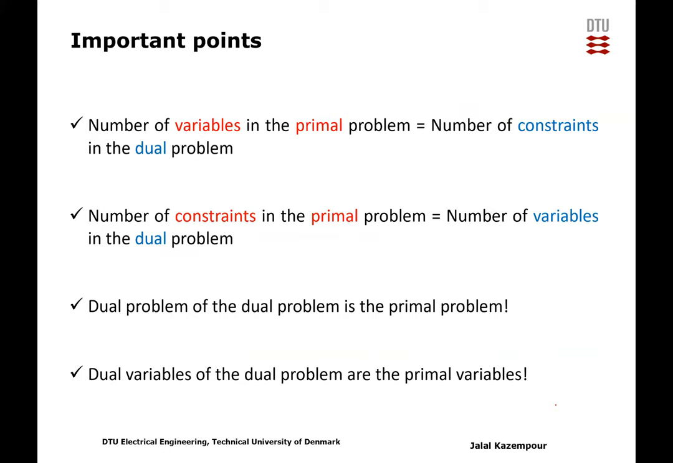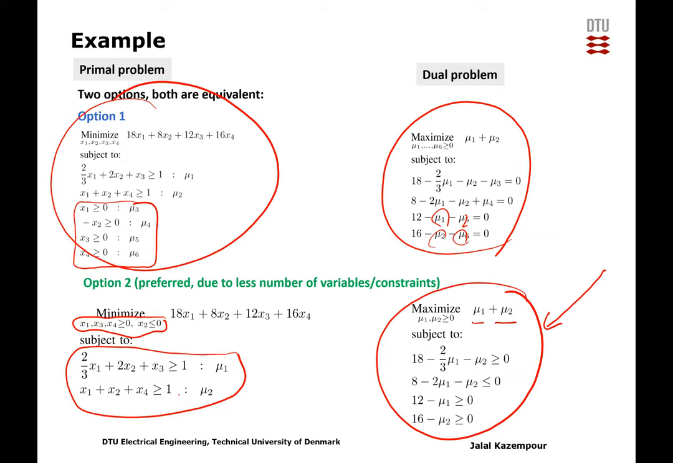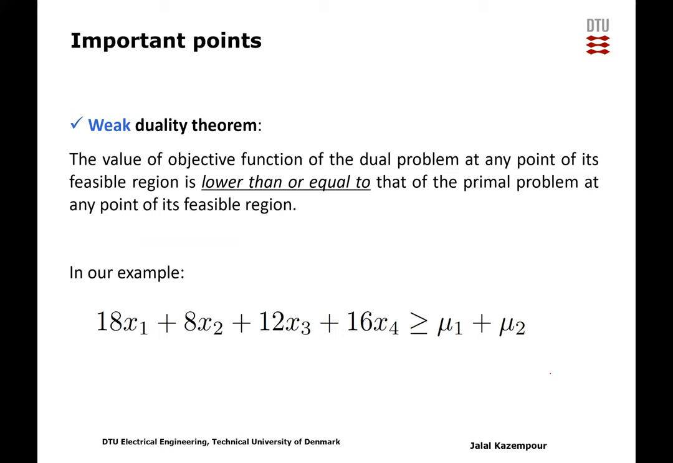Rapidly: the number of variables in the primal problem is equal to the number of constraints in the dual problem. The number of constraints in the primal problem is equal to the number of variables in the dual problem. If you take the dual of your dual problem, you will get your original primal problem. And the dual variables of your dual problem are your primal variables. Let me finish very rapidly.